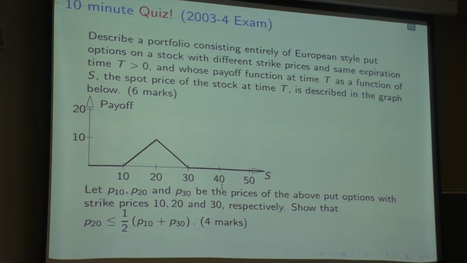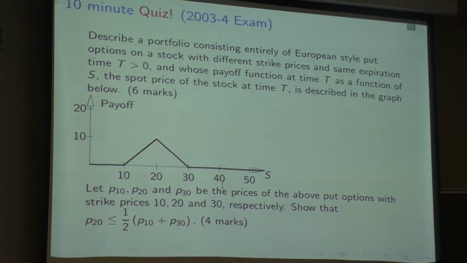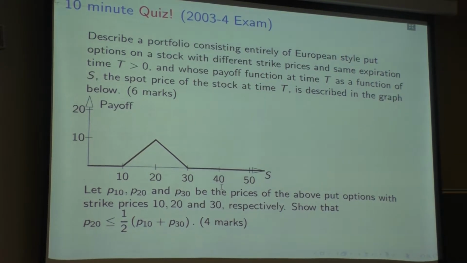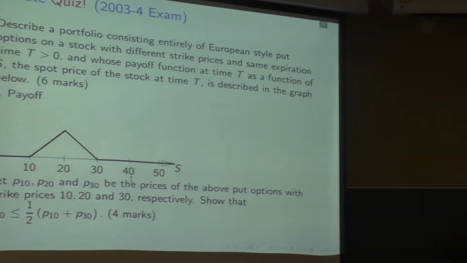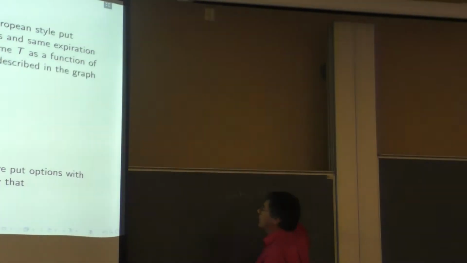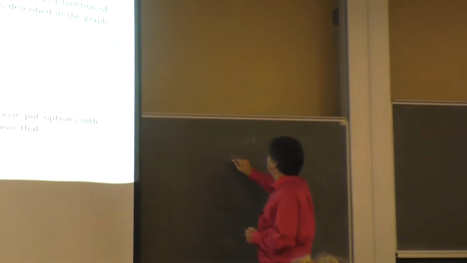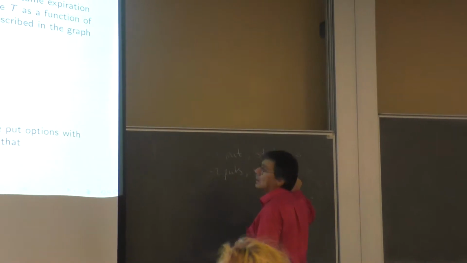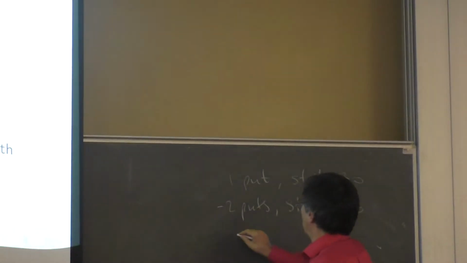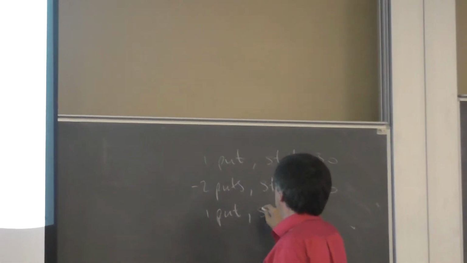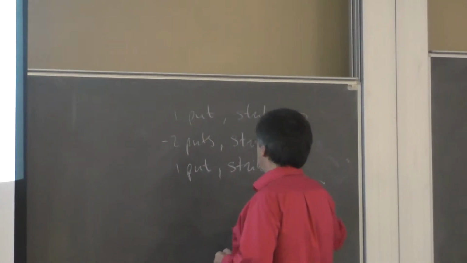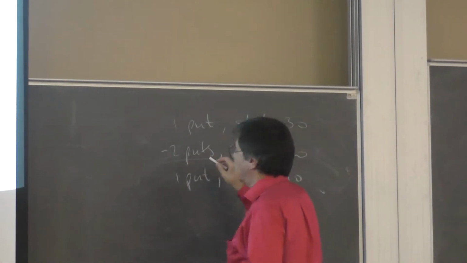So you are now a financial engineer. Your job is to come up with such a portfolio, and then you look at this and you say, I'm going to do it very quickly because we've done this last time, but we're going to have one put with strike, what was it, 30, and then minus 2 puts with strike 20, and 1 put with strike 10.